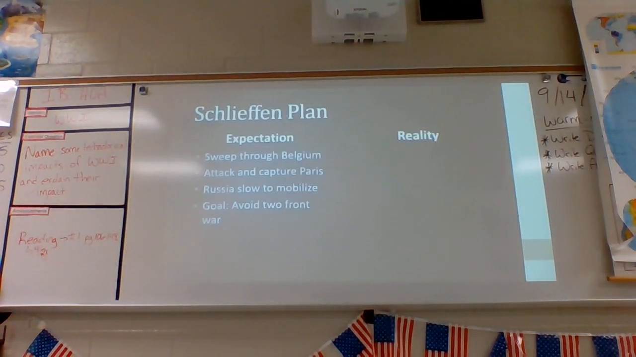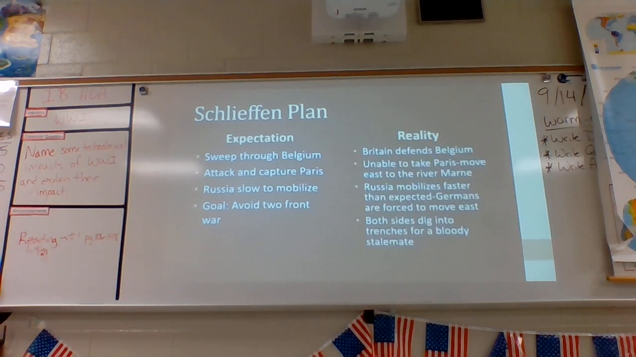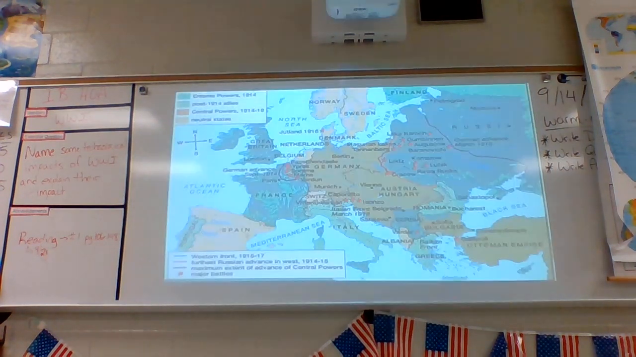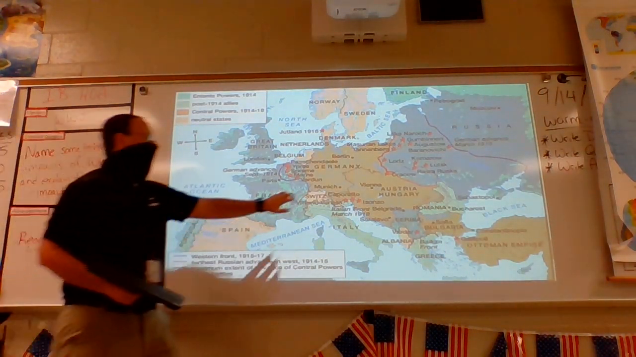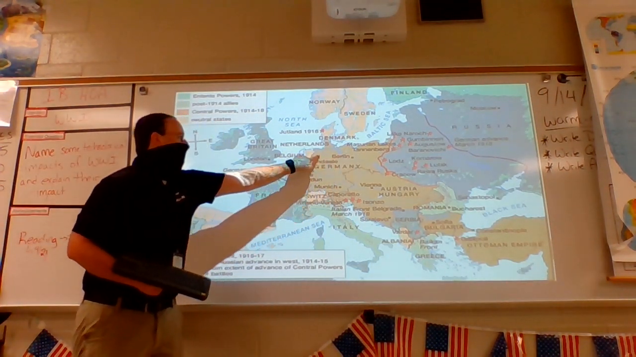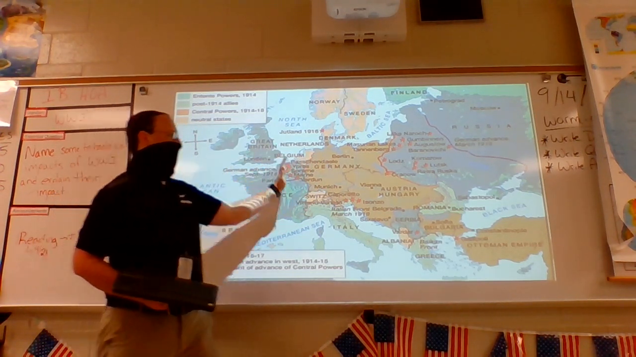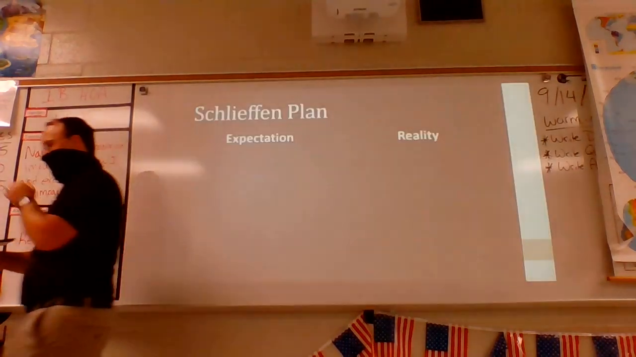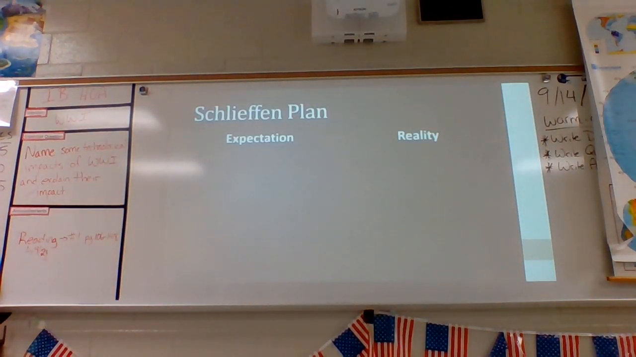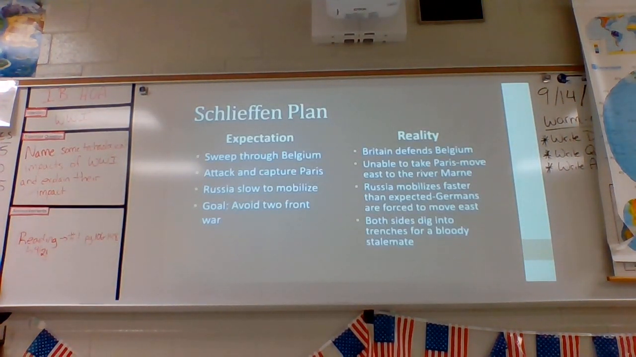So we talked about the Schlieffen Plan. I'm not going to spend a whole lot of time on this because we did talk about the war plans, but the Schlieffen Plan was Germany's plan. They were going to go through Belgium pretty quickly. They were going to attack and capture Paris. So here's Germany right here. Their Schlieffen Plan, they're going to move quickly through Belgium, capture Paris, knock out France, and then they're going to focus all on Russia. That was the expectation.